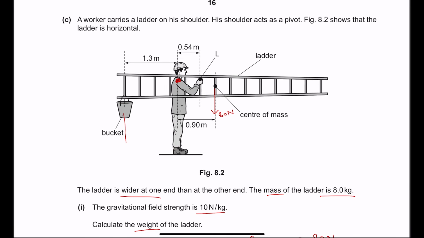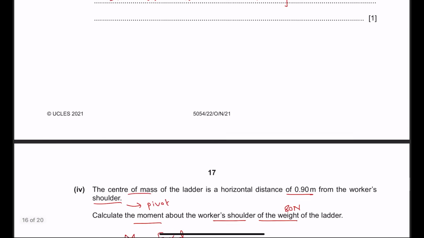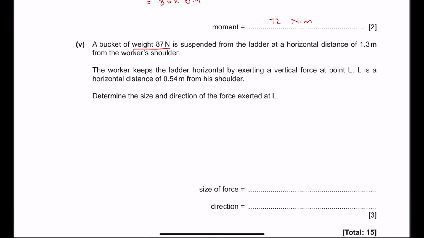So the weight of the bucket, which is hanging from here, is 87 Newton. And the distance of the bucket from the pivot is 1.3. Now the worker keeps the ladder horizontal by exerting a vertical force at point L.